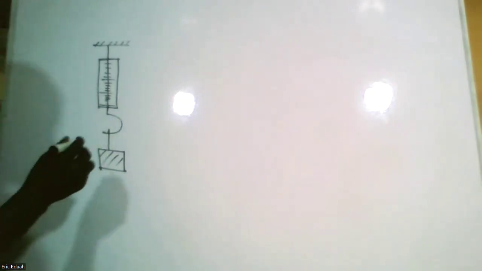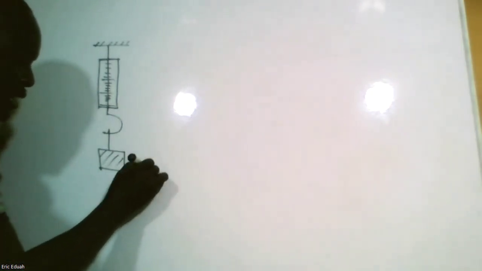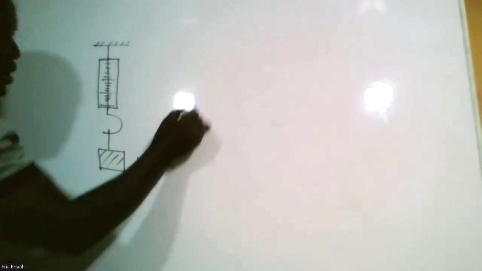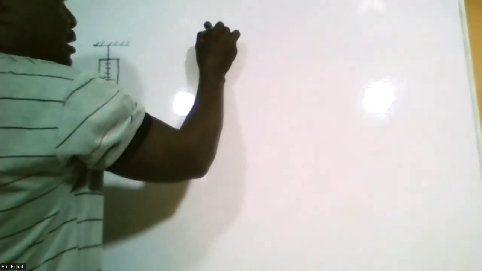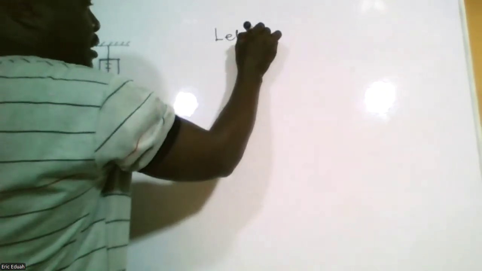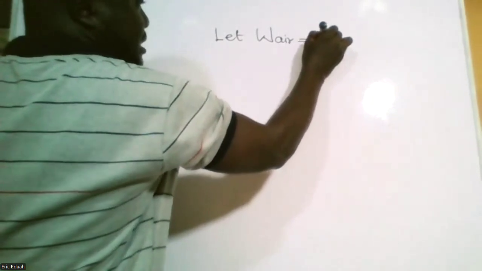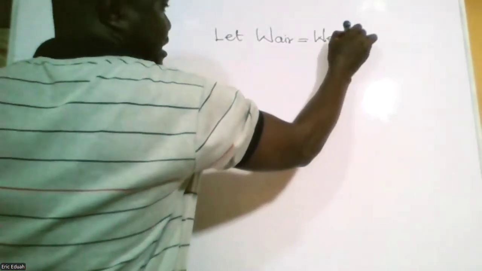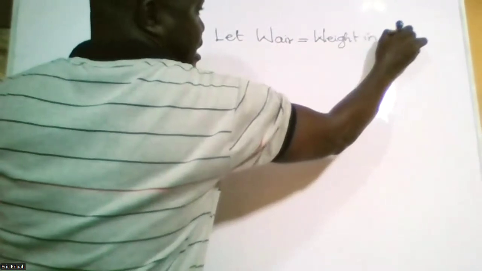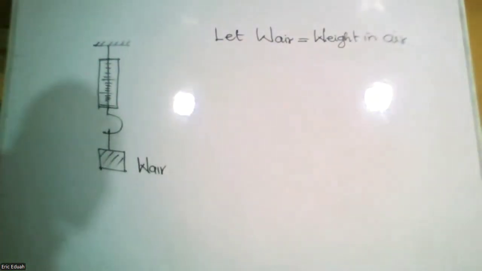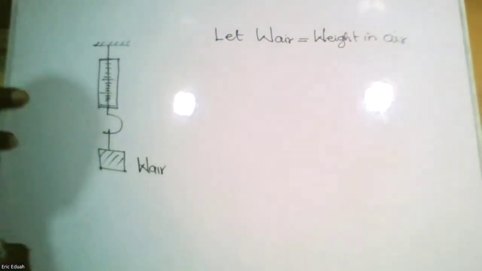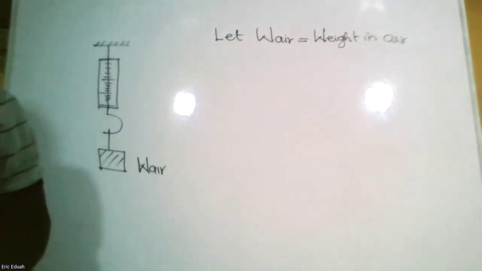All right, so by weighing the object like this, you have the object's weight in air. So let W air be equal to weight in air. And the weight in air of the object is the object's real weight.